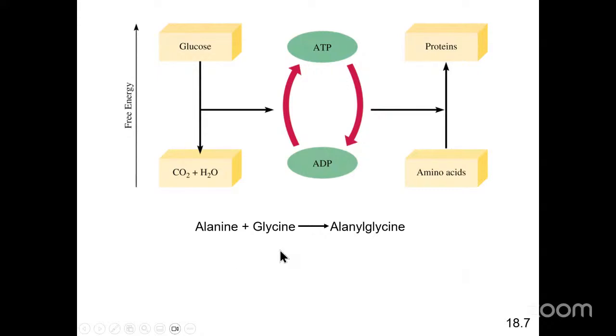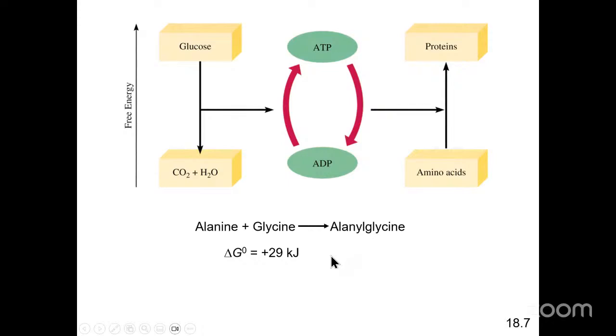Just to give you a simple example, two amino acids come together to form a peptide. This is alanine plus glycine, and it gives you the peptide alanyl glycine. If you look at the free energy of this reaction, it's positive. So what that tells you is that this is not a spontaneous process. However, we know that this can happen in biological systems. So the question now becomes, how does that happen?